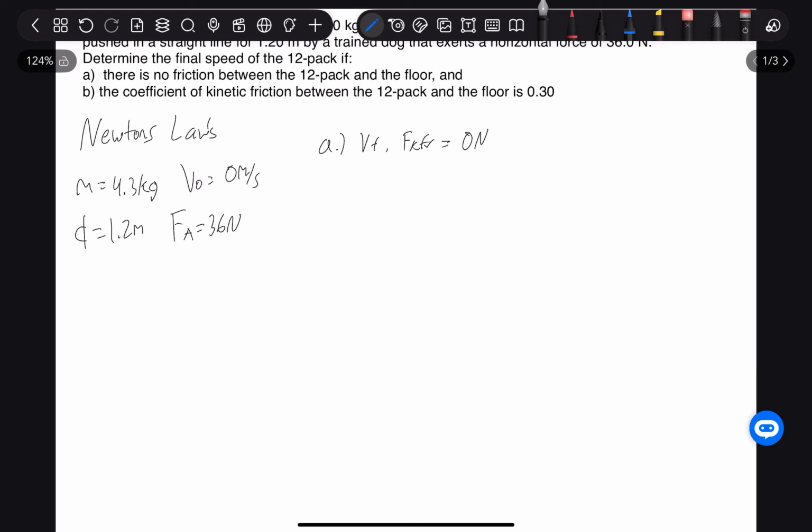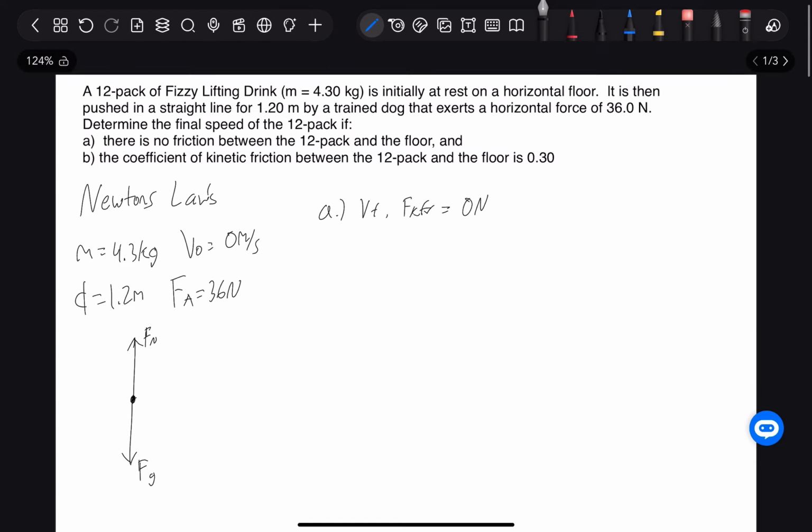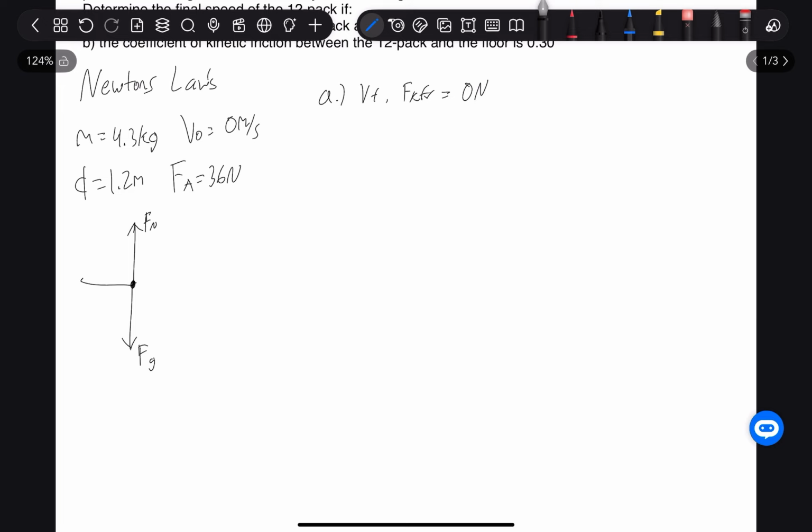So first of all, we're going to draw a free body diagram of the situation. So there's my 12 pack. You have a force of gravity going straight down and the normal force going up. It is resting on a horizontal floor. And I'm still going to draw the force of kinetic friction here, even though we consider it to be 0. And we have an applied force going in this direction. So I'm going to define my coordinates here. And of course, acceleration is going to be in this direction.